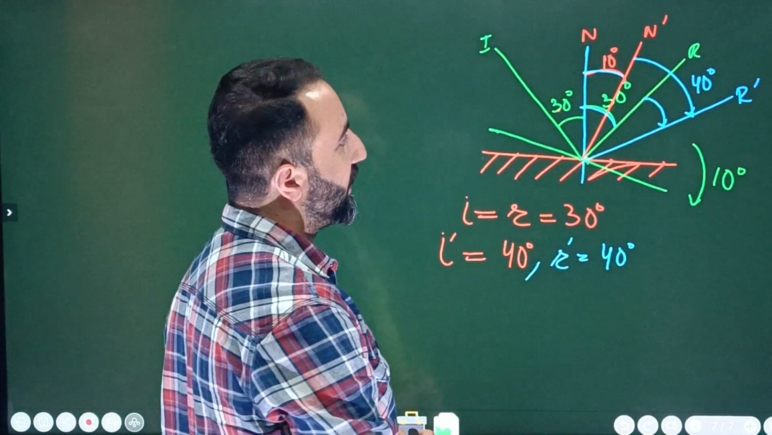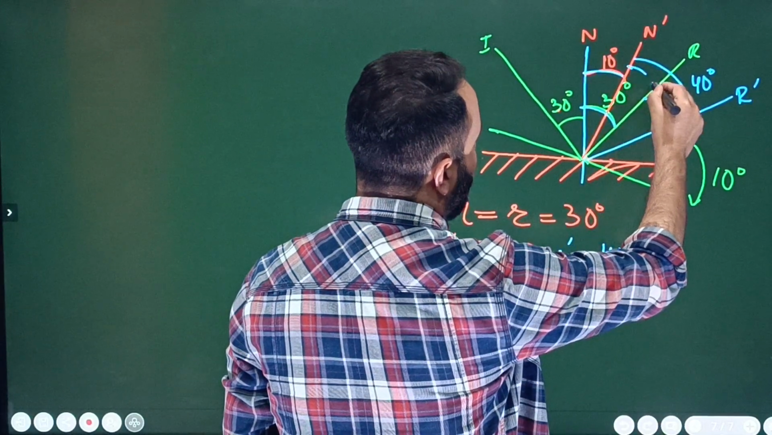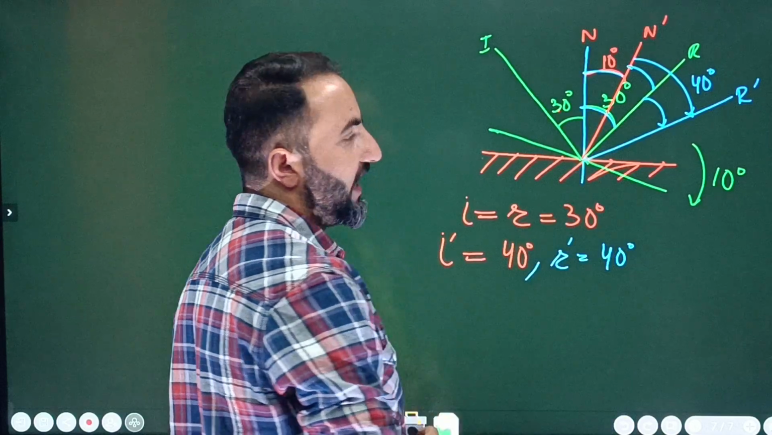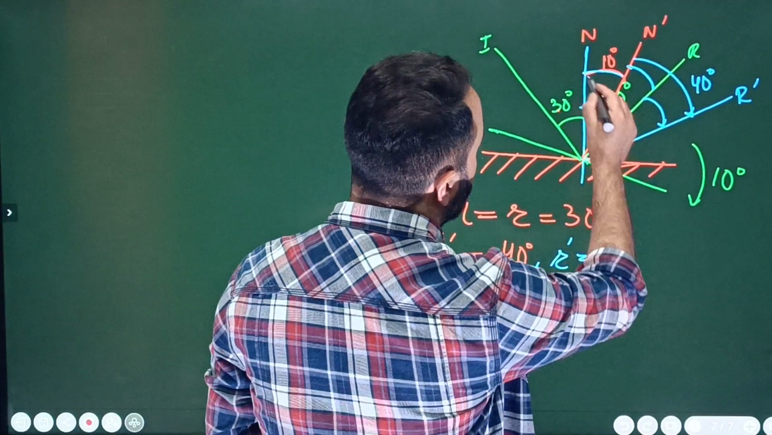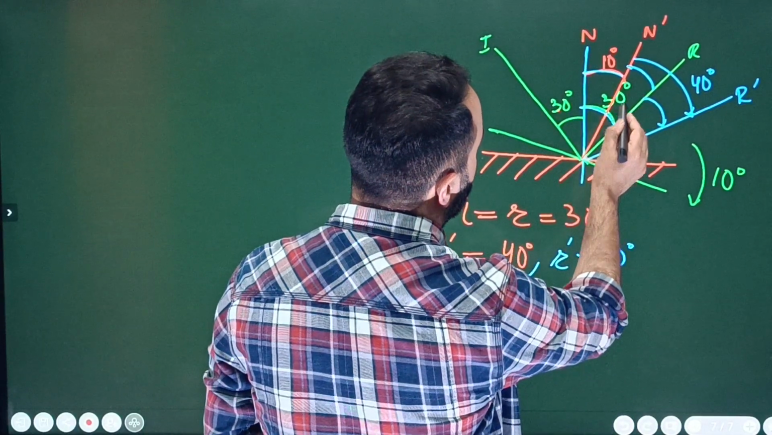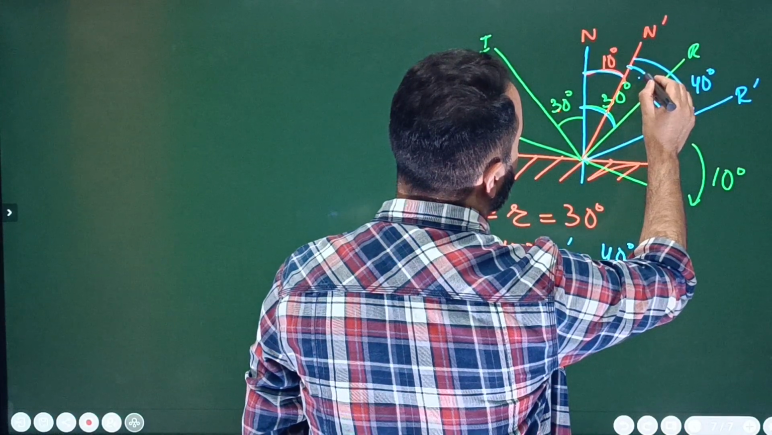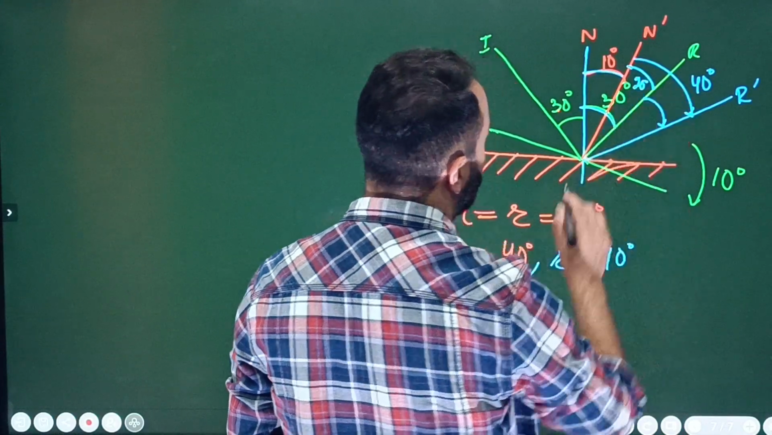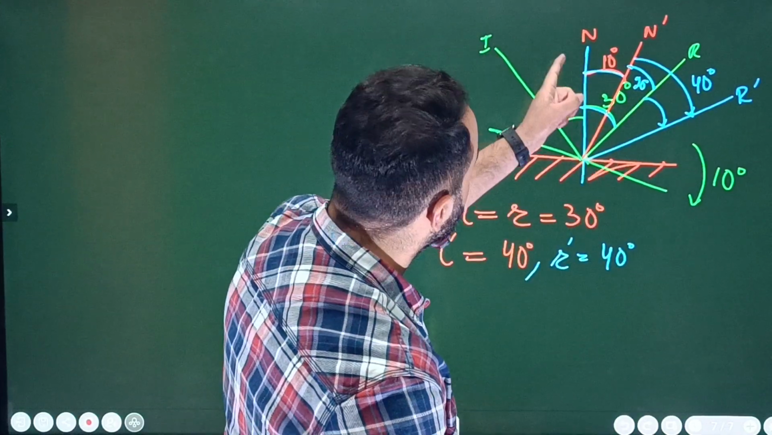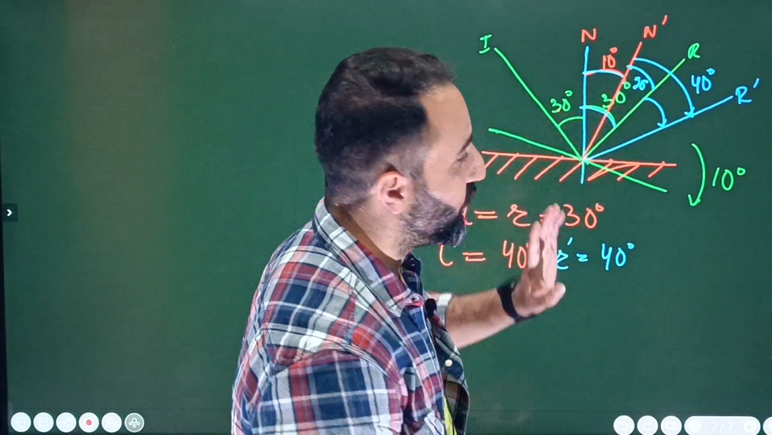This is equal to 10 degree. Can we calculate from there what is this angle? Obviously this is 30, this is 10, this total angle is 30, so 30 minus 10 is equal to 20. So this angle will be equal to 20 degree, isn't it? So this angle is 30, this is 10, 30 minus 10 will be equal to 20.